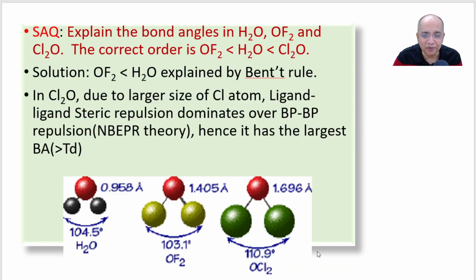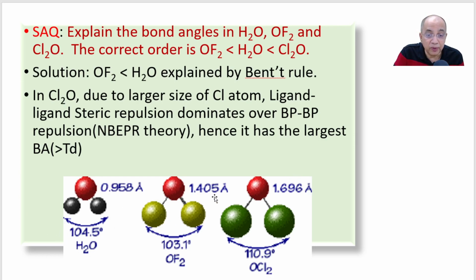Now, these are a few examples, right? Now, how can Bent's rule be used to explain the bond angle in water, OF2 and OCl2? We should call it Cl2O. In reality, it should be called dichlorine monoxide, not oxygen dichloride, because conventionally the less electronegative element should be written first, then the more electronegative. Doesn't matter. This is a copy-pasted thing, thanks to Google.